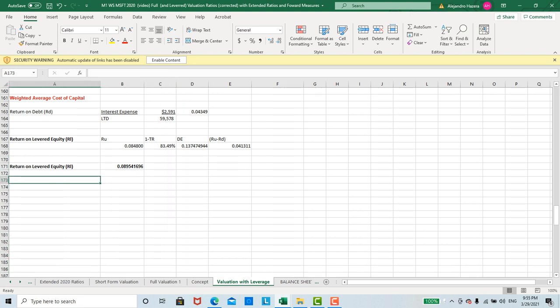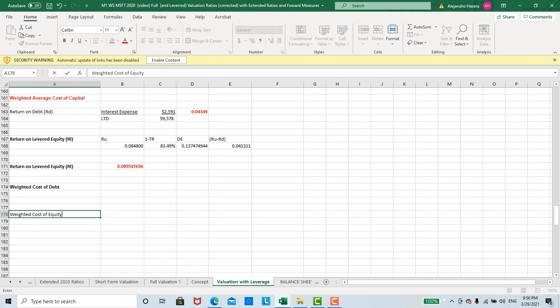Okay, so we have our two base returns. One is the return on debt, which is that number right there. I'll put it in red here. And then one is the return on levered equity, which is that number right there. Okay, now we can compute our weighted average cost of capital. We're going to compute weighted cost of debt, and then we can have the weighted cost of equity right here.